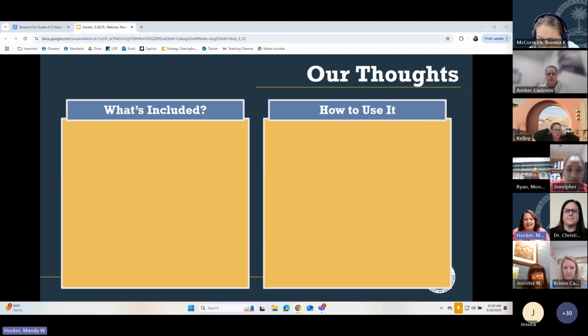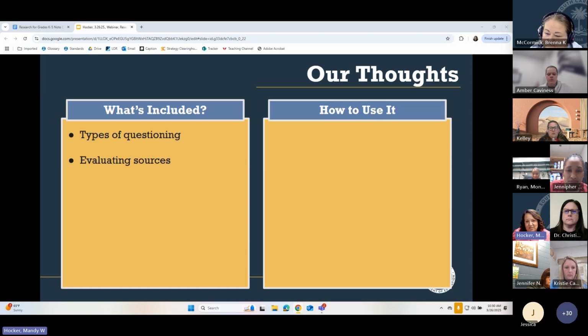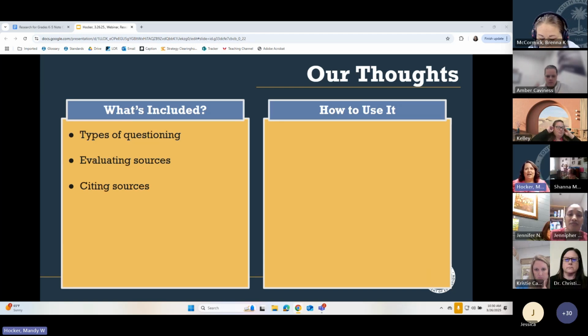So some of our takeaways from the research support document, yes, are the types of questions that are supported in the document. Also the support for evaluating sources. This gives a very clear and aligned language for how you can support students in their evaluating of sources. The citing of sources is also referenced there, where we often see a lot of questions come up about, do we use MLA or APA? Bonus points if anybody has the answer to that question and can put that in the chat.